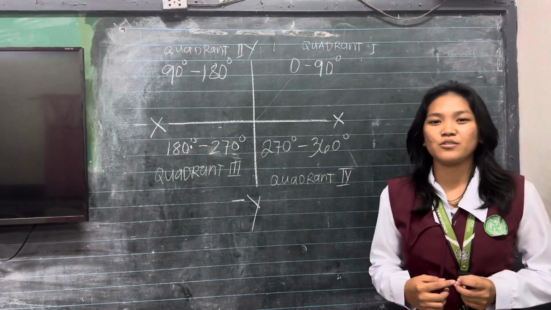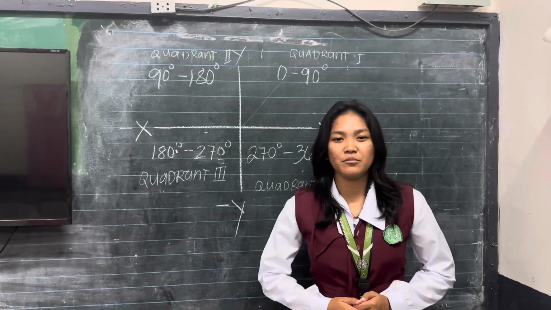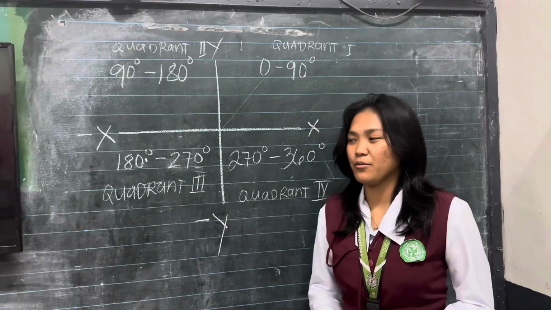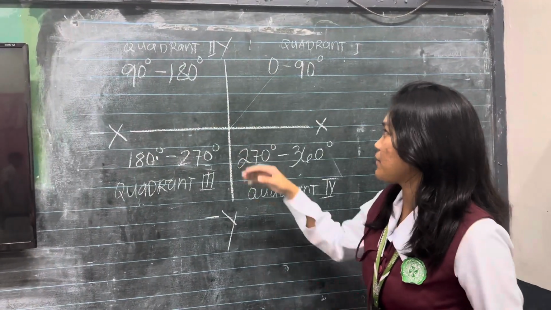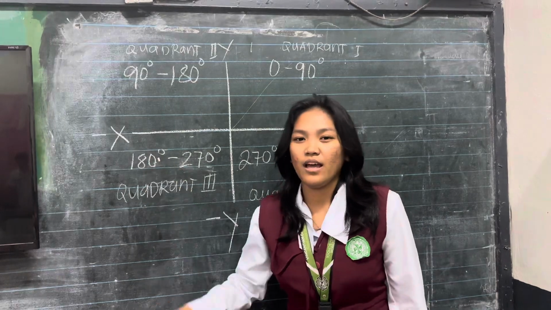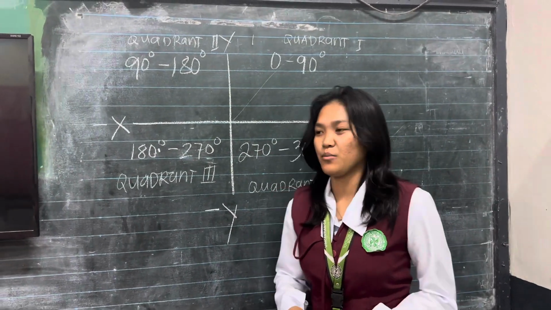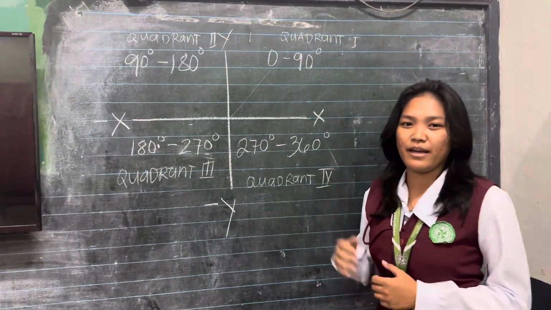It helps us to know which quadrant the vectors belong to. It is very important to determine which vectors belong in which quadrant. The first quadrant has positive x and positive y. The second quadrant has positive y and negative x. The third quadrant has both negative x and y, while quadrant 4 has negative y and positive x.